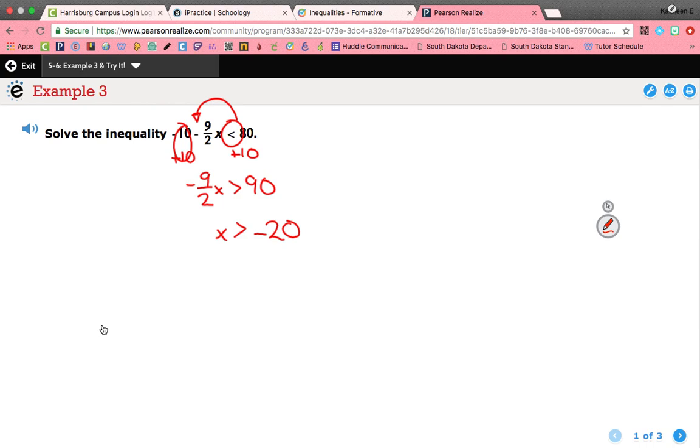All right, so same way as solving equations, but when you multiply or divide by a negative, you have to remember to switch that symbol, and you're going to do 2 steps. You're going to either add and multiply, add and divide, subtract and multiply, or subtract and divide.